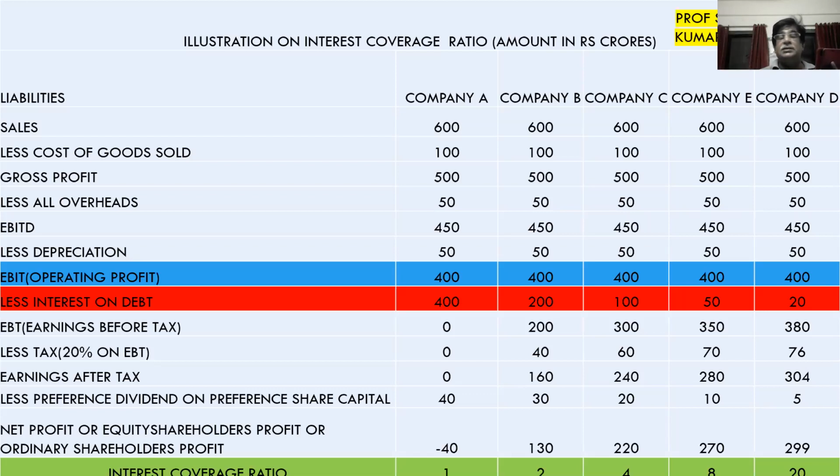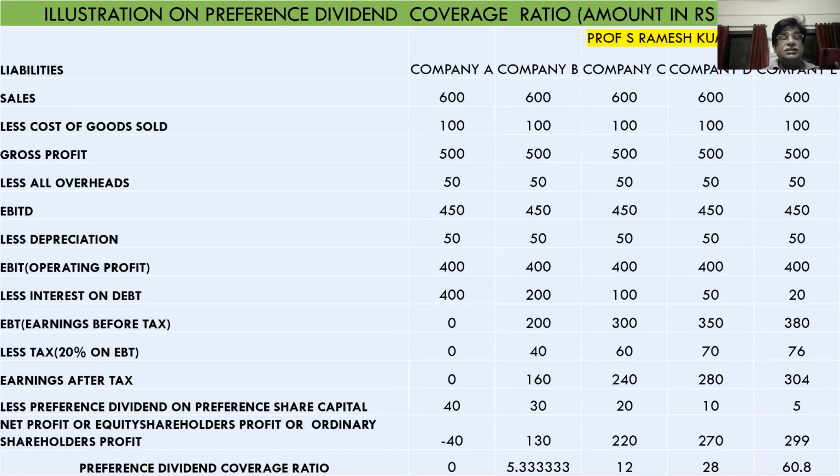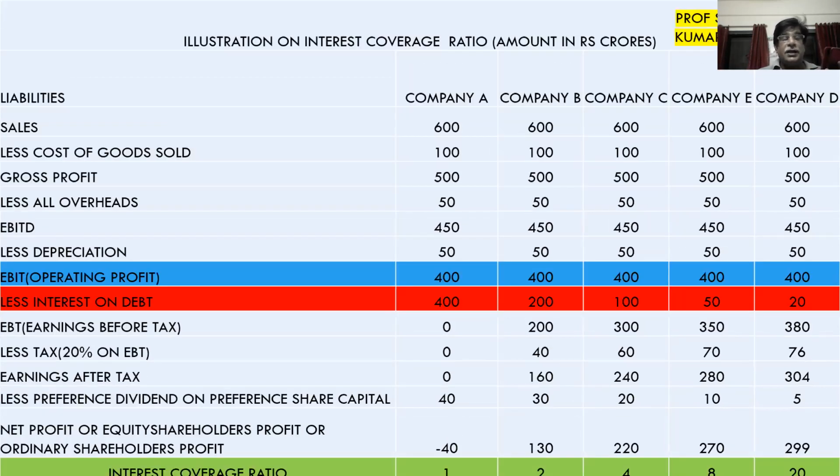In the last case, the company's earnings before interest, that is the operating profit, is 400 crores and the interest payment is only 20 crores. Now they can pay to the extent of 20 times. So it is a very, very formidable company. So this is the way you can find out the interest coverage ratio.